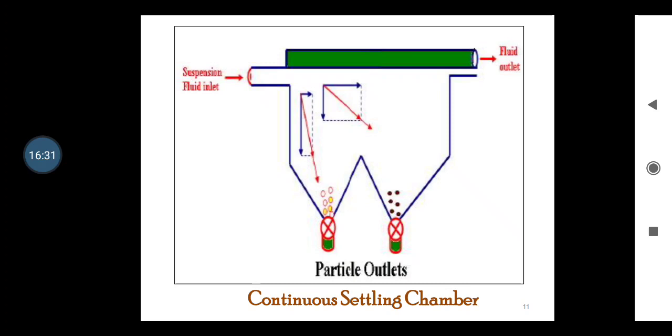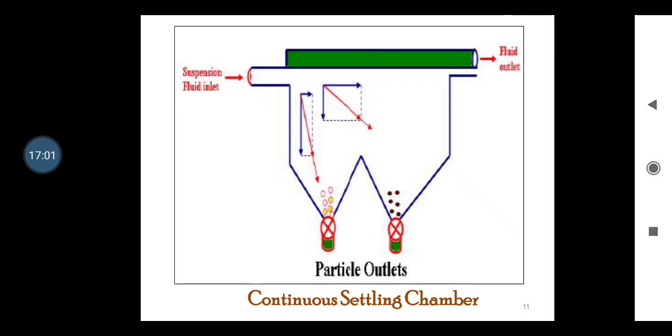So you will get two ducts here, indicated at the bottom, meaning the particle outlets. In the first outlet, you can collect your coarse particles, and in the second collector, you can collect your finer particles. So these distinguishing features are really helpful to classify your particle size very easily.